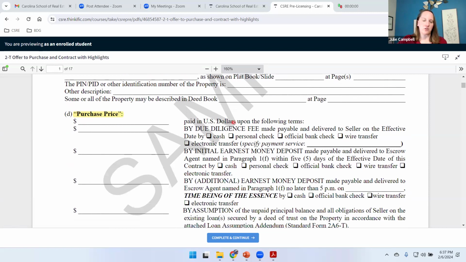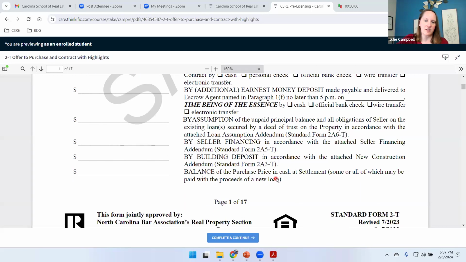Then we're going to define the purchase price. Before we define the purchase price, though, I want to go through and define some other words. So we're going to come back to this section in just 1 second.